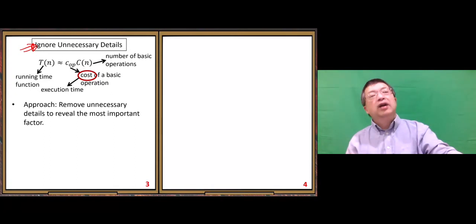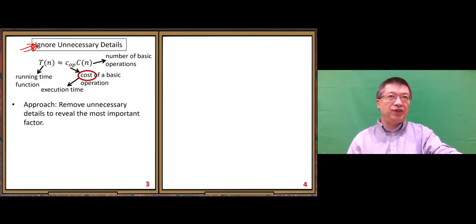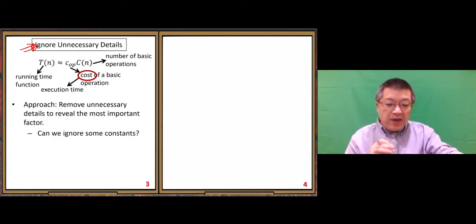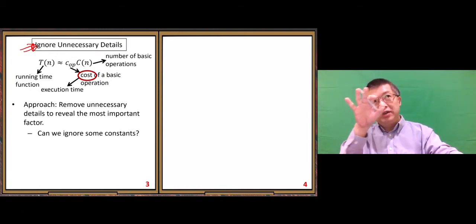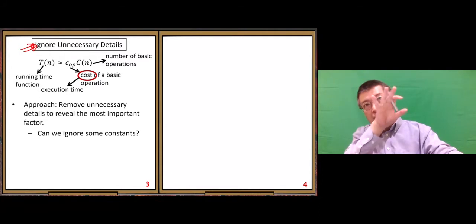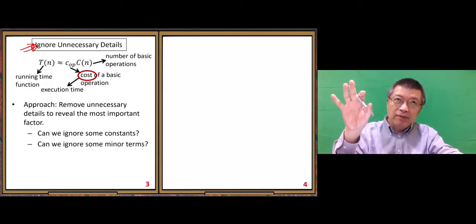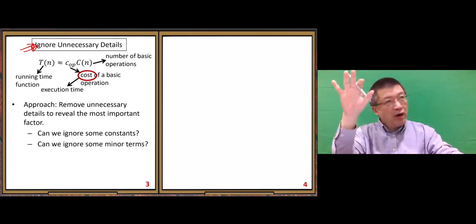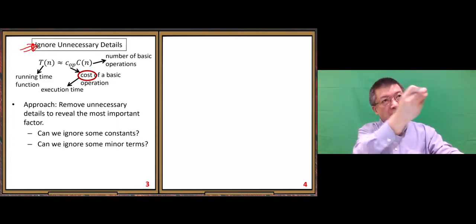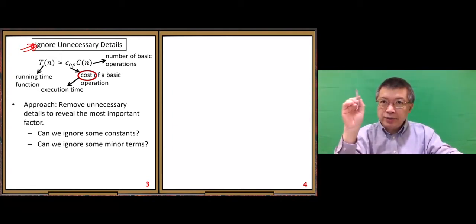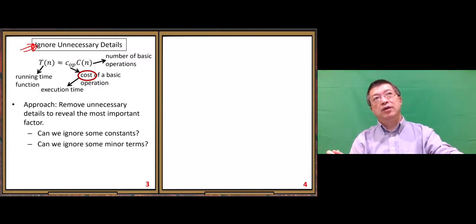For the low-level details, we need to answer some questions. First, can we ignore some constants? In our formulas, there are some constants. Can we ignore some of them? That's one. Can we ignore some minor terms? We have many terms. Some of the terms are major terms, and some are minor terms. Can we ignore those minor terms? Those are the questions we need to answer.